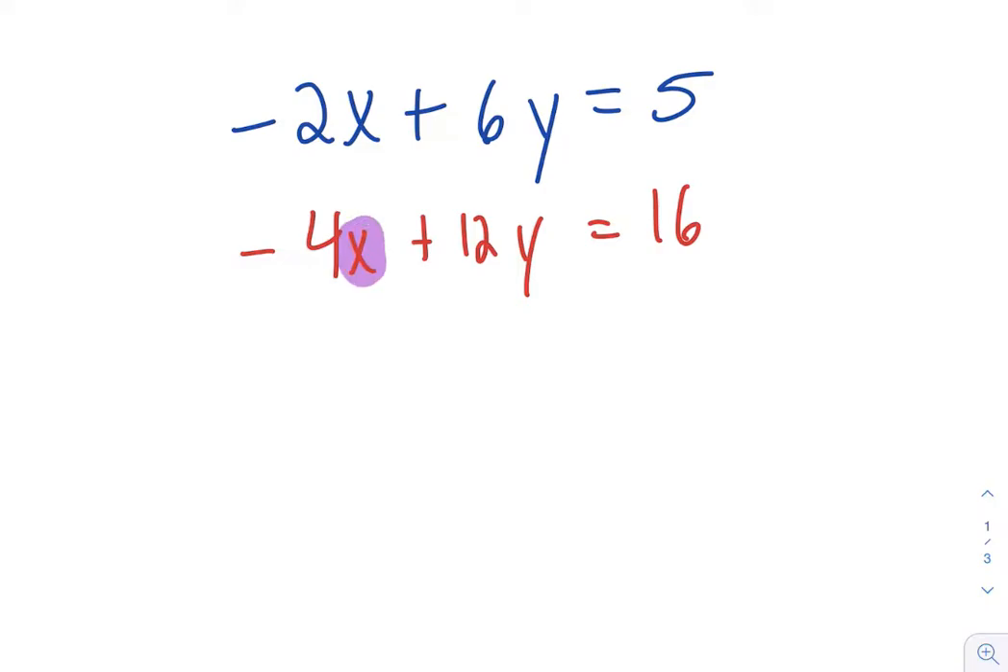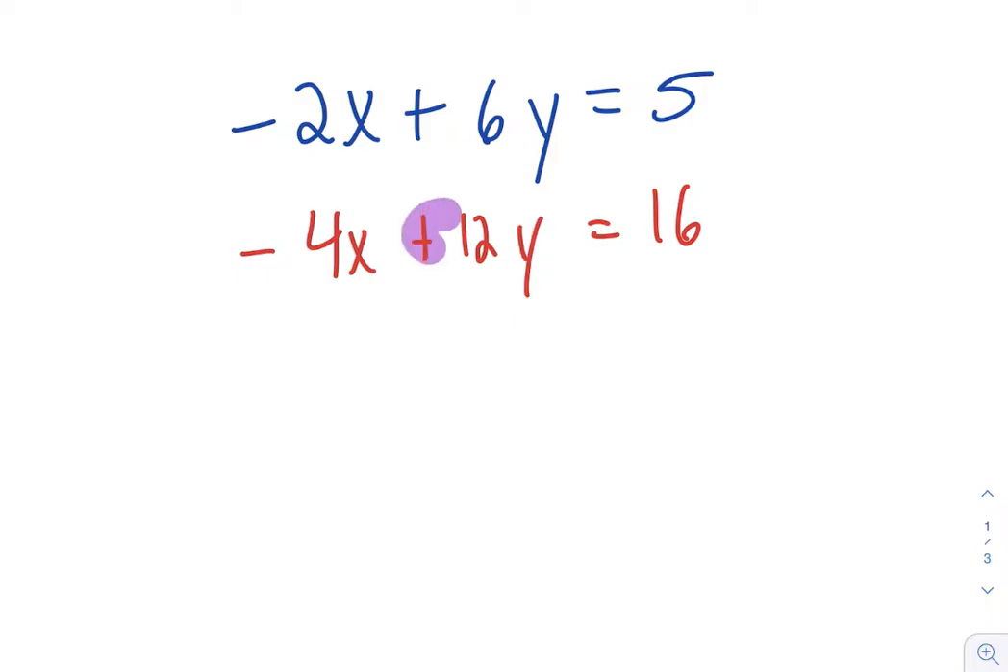Next one's going to be red x. The coefficient on red x is negative 4. Can 12 be divided by negative 4 evenly? Yes, it can. Can 16 be divided by negative 4 evenly? Yes, it can. So it would make sense to solve for the red x. You can solve for any of them, but the red x so far is the only one that wouldn't have fractions in that process.